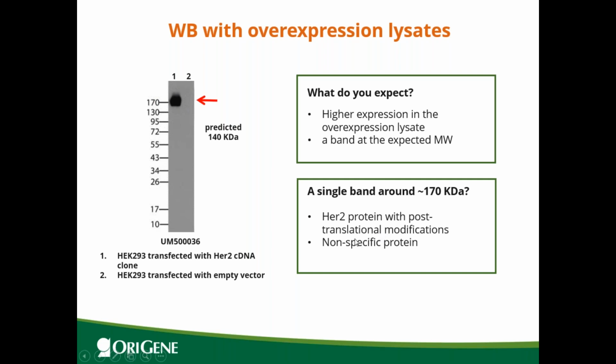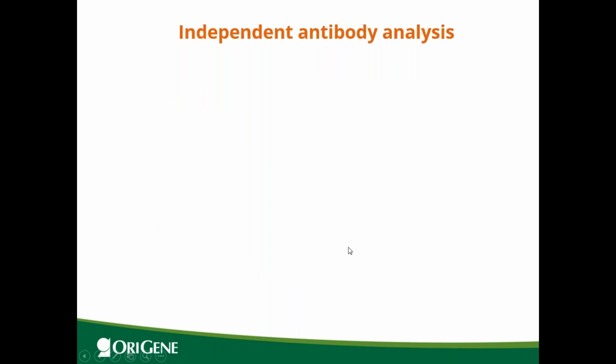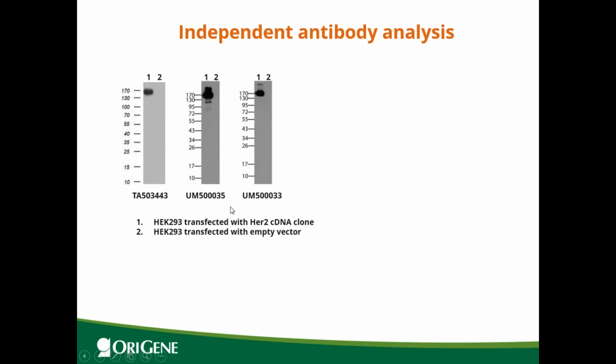To further test these two possibilities, we have used a second method, which is called independent antibody analysis. If you remember, I mentioned previously, this method uses different antibodies against the same protein target to do the test. So here we use 3 other anti-Her2 antibodies, and one anti-tag antibody, which is against the C-terminal tag of that overexpressed protein, to test the same overexpression samples.